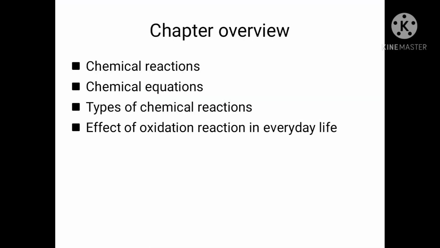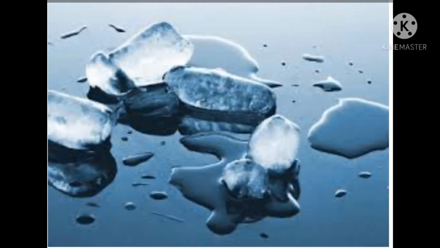In this chapter we will study about chemical reactions, chemical equations, types of chemical reactions and effect of oxidation reaction in everyday life. As we observe the changes around us, we can see that there is a large variety of chemical reactions taking place around us. You have already learned in your previous classes about physical and chemical changes. Here are some examples for physical and chemical changes that occur in our life.